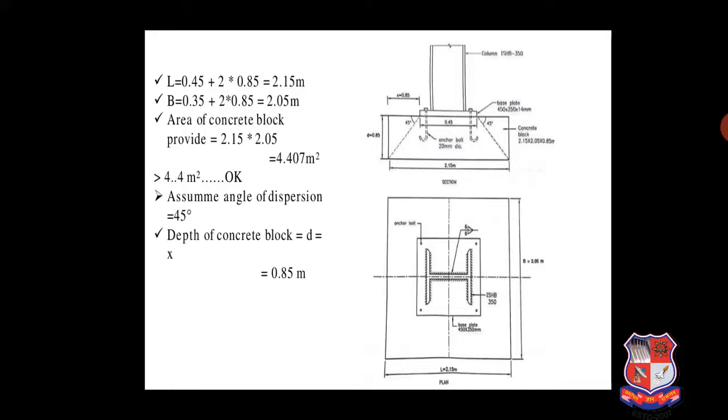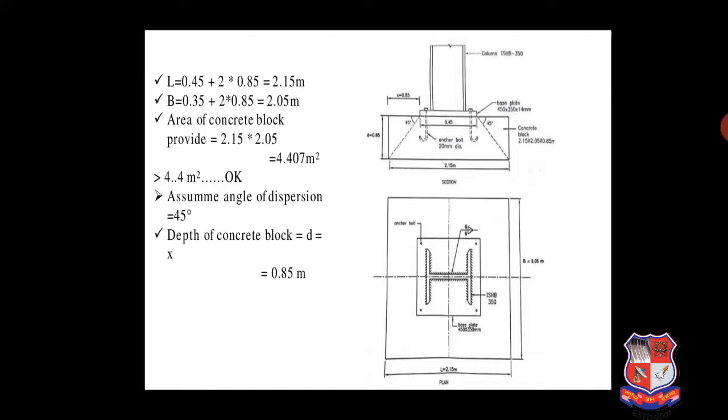Now we can set the size of our concrete block. Here you have to note down this step for deciding the size of the concrete block. Finally our concrete block is 2.15 meter by 2.05 meter. It means the area is 4.407 meter square. What is our required area? 4.4 meter square. So our size of concrete block is okay.